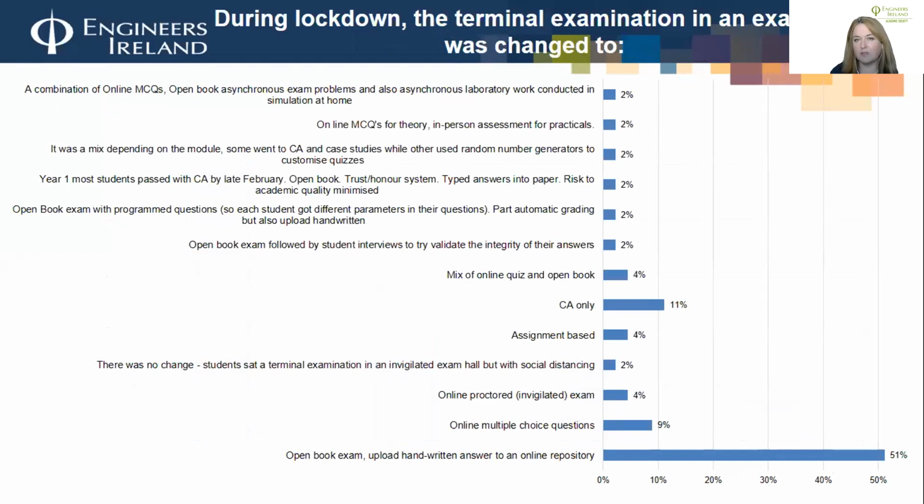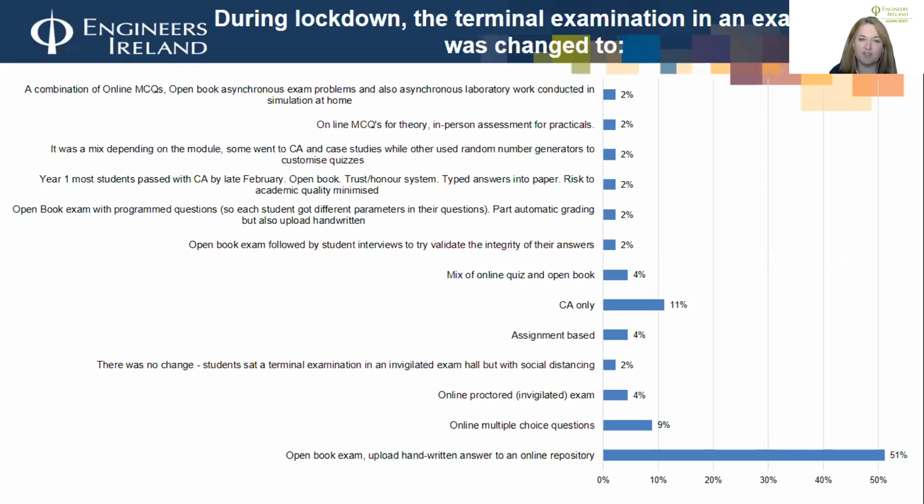During lockdown, the representation of how assessment practices were conducted across the country changed radically. The majority of people who reported on the survey, 51%, reported using open book exams, uploading handwritten answers to an online repository like a learning management system. Following that, 11% reported changing to continuous assessment only. The majority of everyone else had a variety of ways that they chose to assess in higher education.